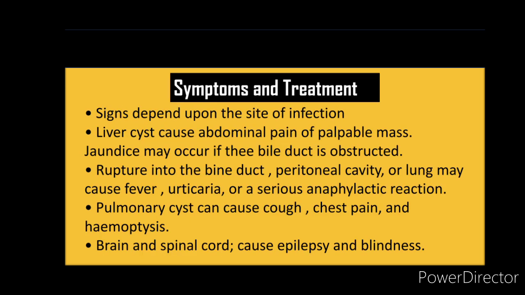There are several symptoms in cystic echinococcosis. Signs depend upon the site of infection. Liver cysts cause abdominal pain or a palpable mass. Jaundice may occur if the bile duct is obstructed. Rupture into the bile duct, peritoneal cavity, or lung may cause fever, urticaria, or a serious anaphylactic reaction. Pulmonary cysts can cause cough, chest pain, and hemoptysis. Cysts in the brain and spinal cord cause epilepsy and blindness.